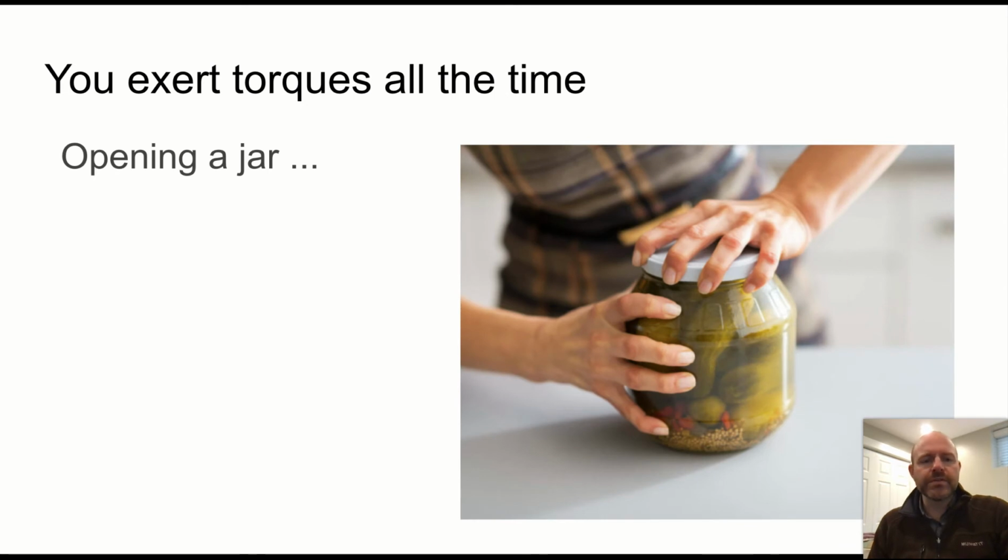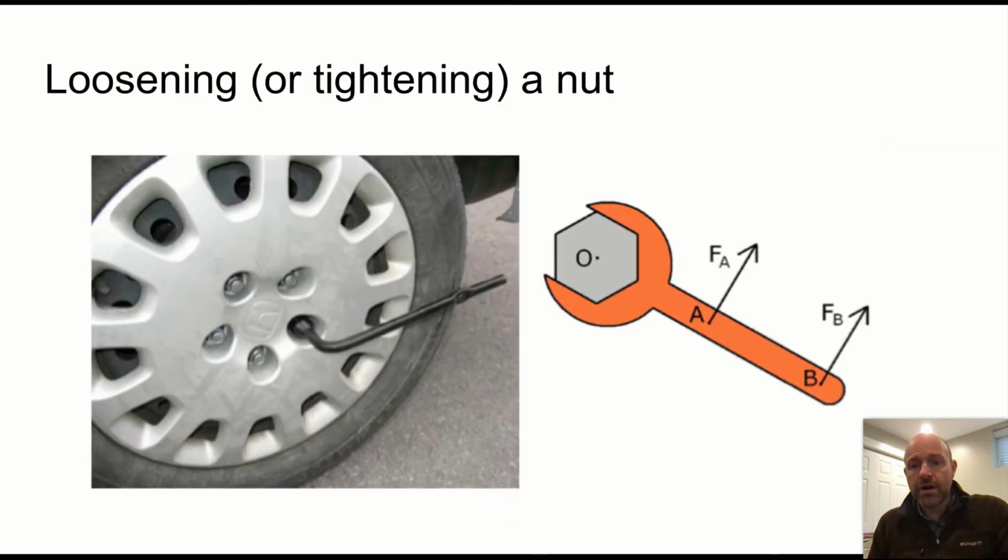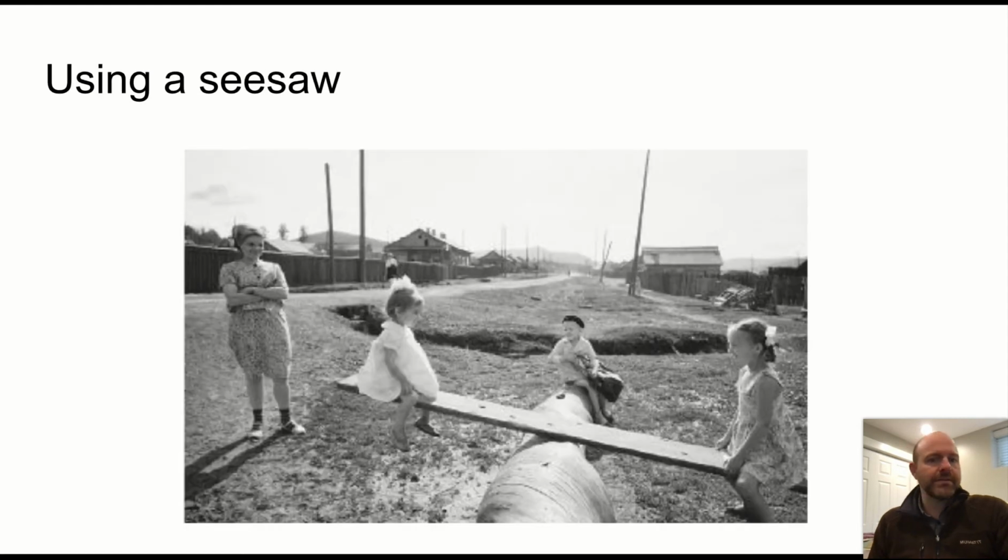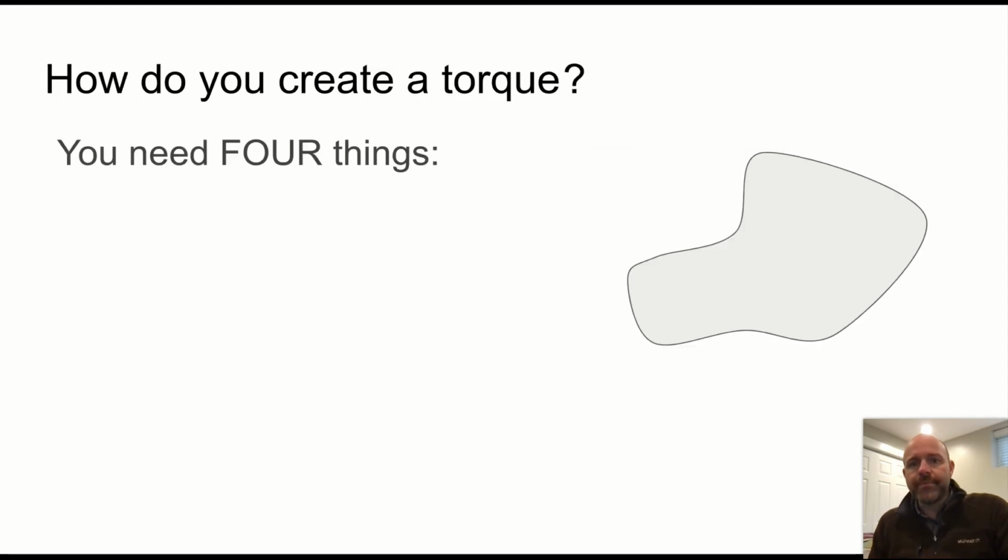So we do this all the time. Every time you open or close a jar, open or close a door, loosen or tighten a bolt, sit on a seesaw. So to create a torque, you actually need four things.